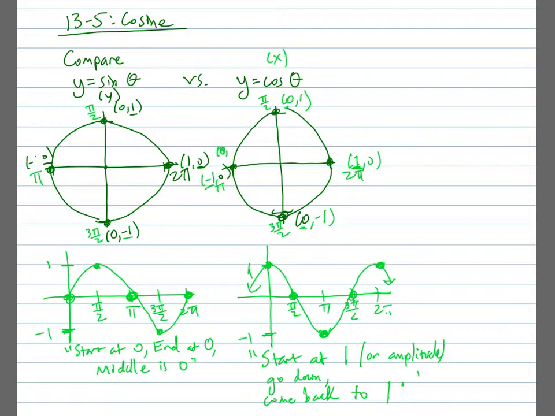And then just copy the same thing over here. 1, 0, 0, 1, negative 1, 0, 0, negative 1. All right, we're going to figure out what the difference is going to be.